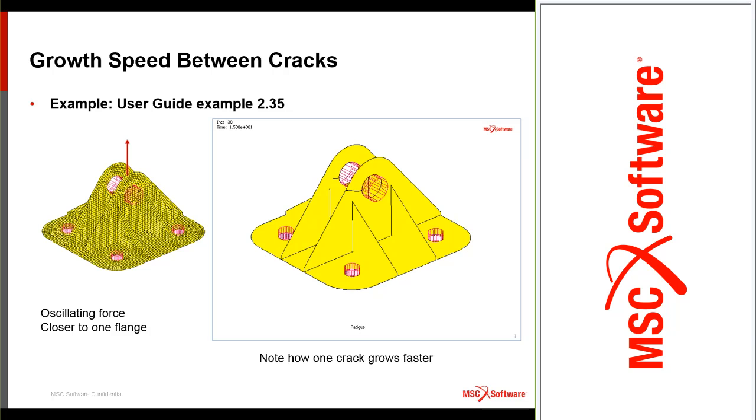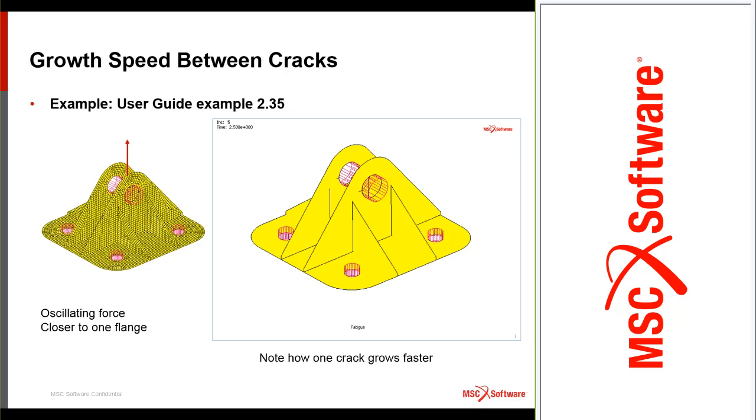This is an example, user guide 235 from the 2014 release. So we have a bracket of some kind, and at the top we have a pin, the red cylinder near the top with an arrow. That's a rigid pin, and we put a point force on it, and we just oscillate that force up and down. And the force is closer to one end of the bracket. So if you look on the right-hand side, we see that the crack, well, I should say we initiate one crack in each flange of this one, equal size, and we let them both grow.